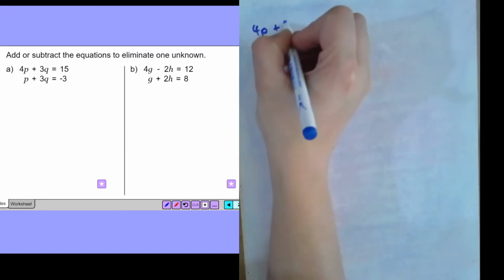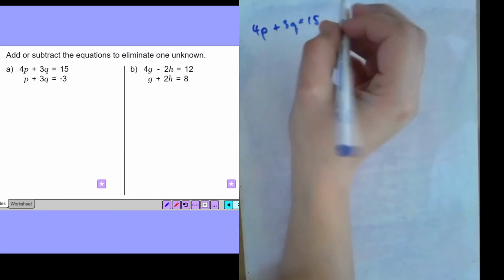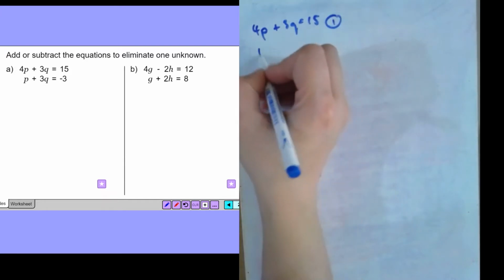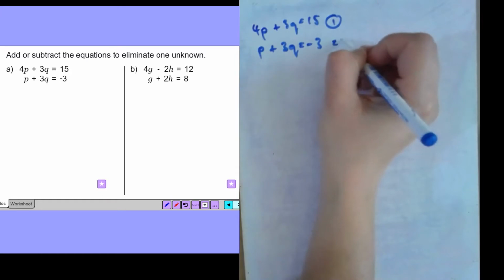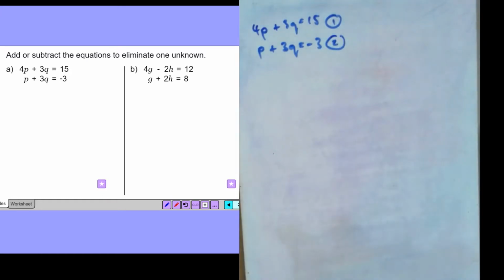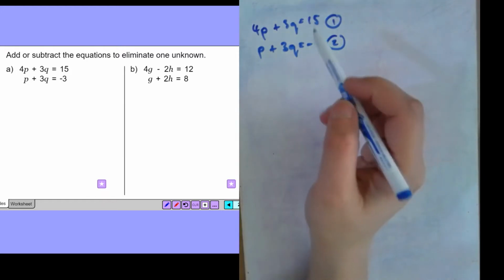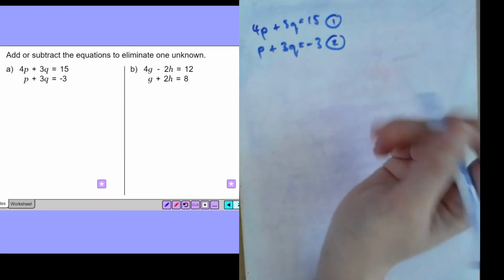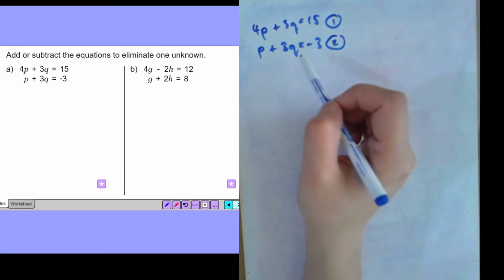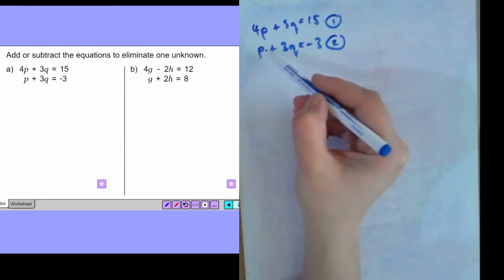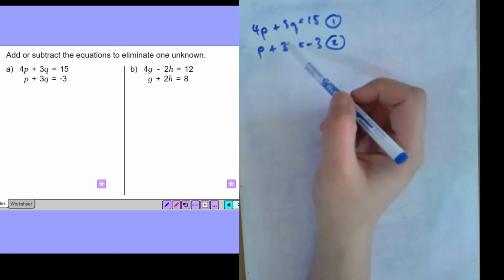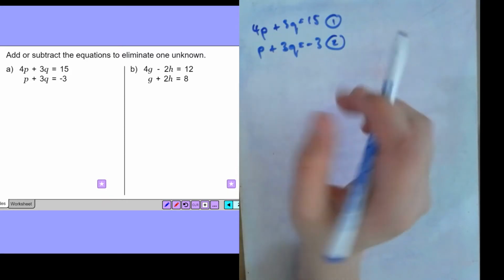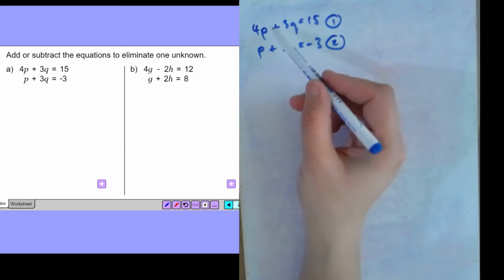We've got 4p plus 3q equals 15. This is my equation number 1. I then have p plus 3q equals -3. This is my equation number 2. So the first thing I do when I look at simultaneous equations is I see if any of the magnitudes, so just the size, are the same. So 4p and p are obviously different, because that's 4, that's 1, not the same, but I've got 3q and 3q, so the size is the same.